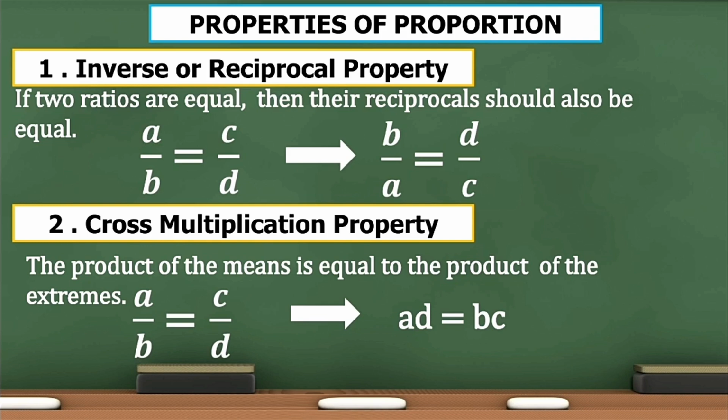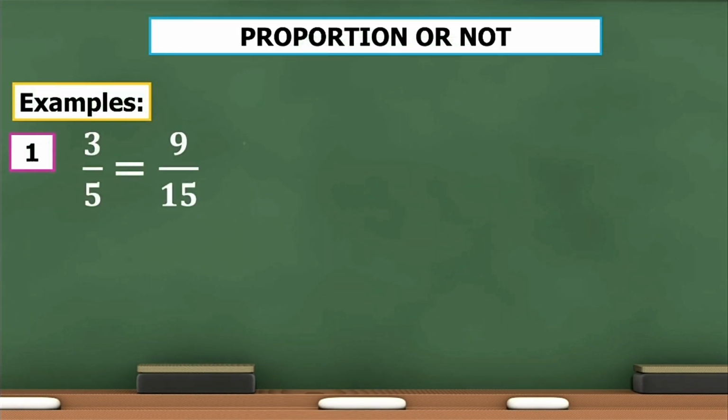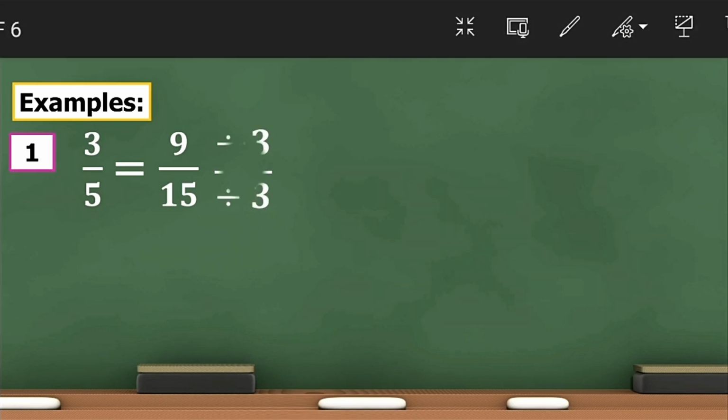Now, paano naman natin malalaman na yung given ratios ay proportion? Example, 3 over 5 is equal to 9 over 15. Para malaman natin kung ito ay proportion or not proportion, pwede natin kunin ang lowest term ng ating given ratios. And since naka-lowest term na yung nasa left side, yung fraction na lang sa right side ang ilo-lowest term natin. At ang greatest common divisor ng 9 over 15 is 3. So, i-divide lang natin ang numerator and denominator by 3.